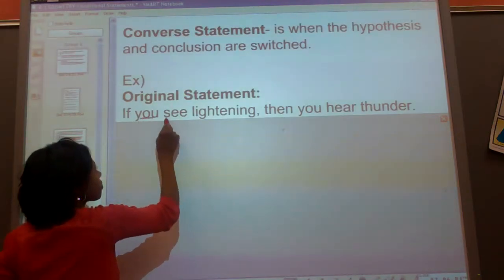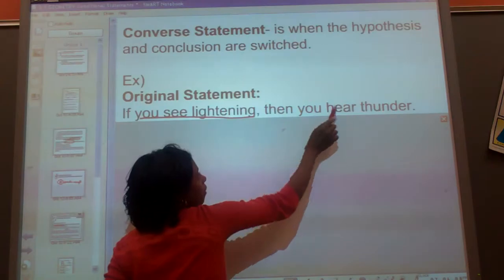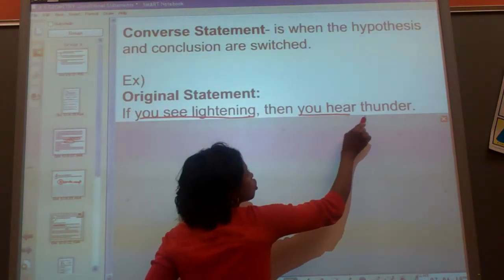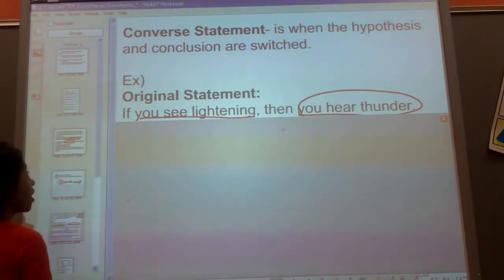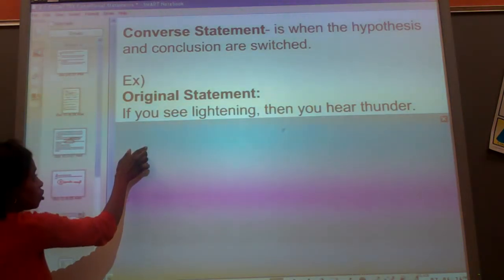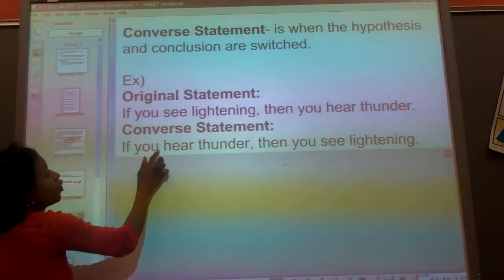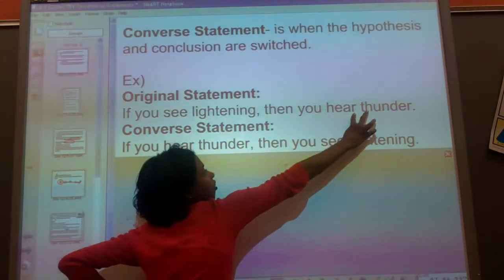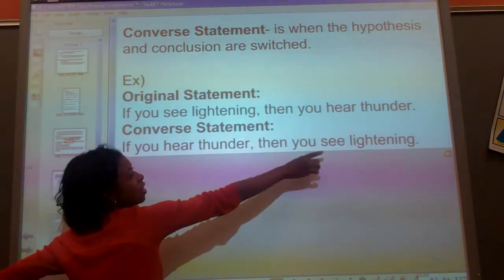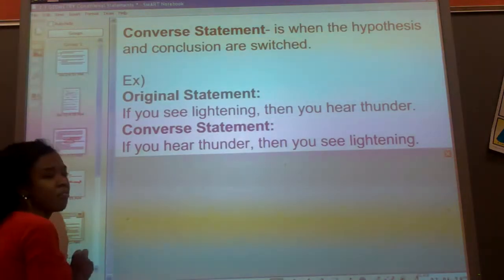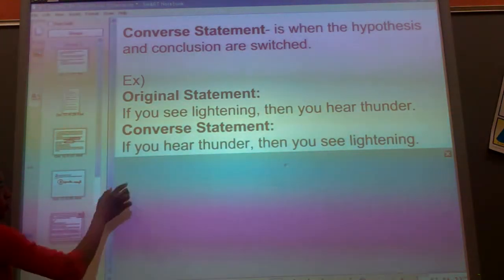So here is my hypothesis. It needs to go to the back here. And then I see my conclusion, which needs to now become my hypothesis. So let's write the converse to this original conditional statement. Here's the converse. If you hear thunder, notice that the conclusion is now the hypothesis, then you see lightning. The two have been now switched, making this a converse statement.